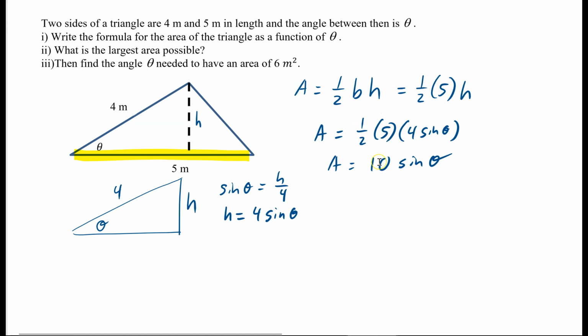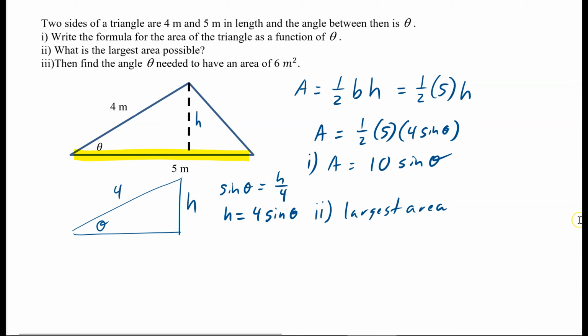And so now what we have done is we have written the formula for the area of a triangle as a function of theta. We have two sides, 5 and 4, and an included angle theta, and we use that to create a formula for it. Okay, so then we get some questions about this. The main idea whenever you have triangles is, what is the largest area?